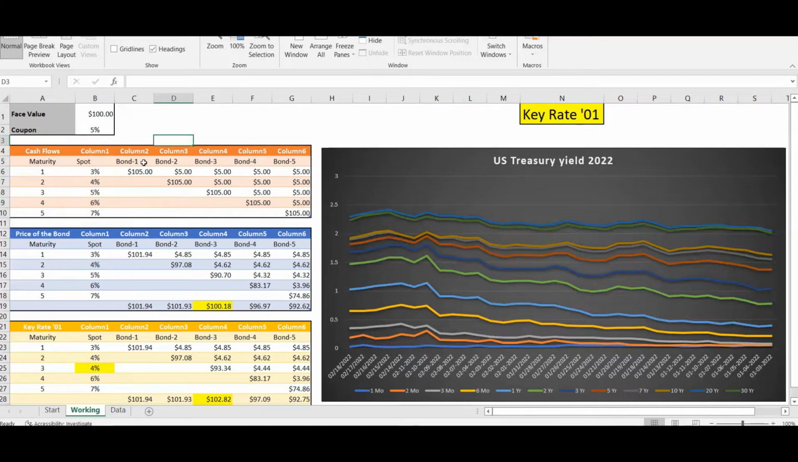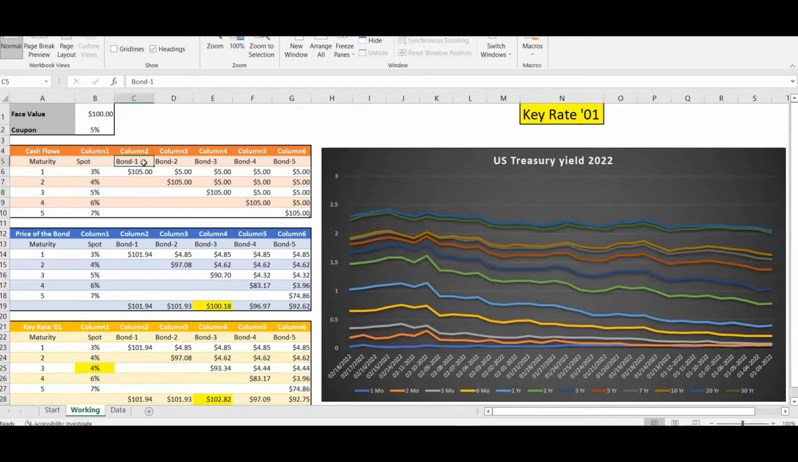Now what I'll be doing is giving you a basic understanding of how we first value the bond. If I were to price all these 5 bonds, first I will project the cash flows.